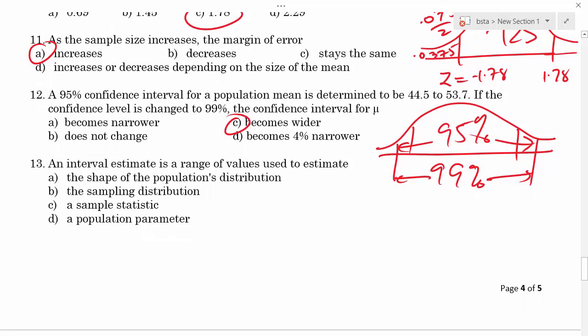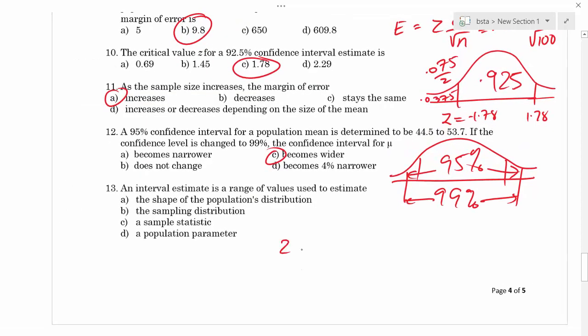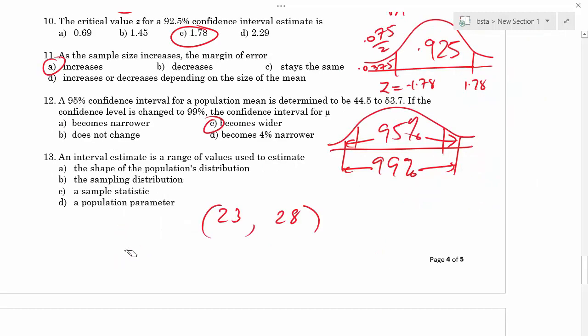An interval estimate is also called a confidence interval. And what do we use it for? For all the confidence intervals we've constructed, we say we have a lower limit of 23 and an upper limit of 28. What are we trying to capture in that interval? The population parameter. Remember, to obtain this interval, we used a sample, but we're trying to say that the interval will very likely contain the population parameter that we don't know, at some level of confidence. So that's what we're trying to do.